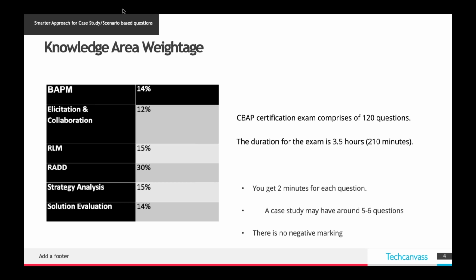So it had a problem statement, it had assets, it had use case requirements, it had functional requirements, it had non-functional requirements, and they asked me some 5 questions based out of it.